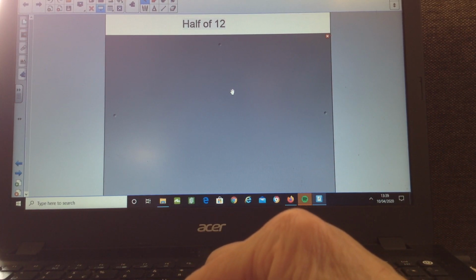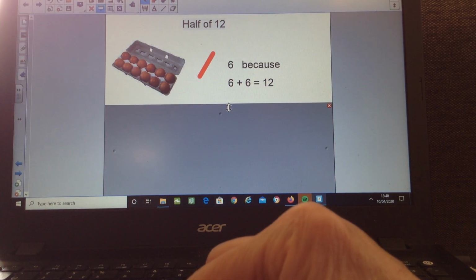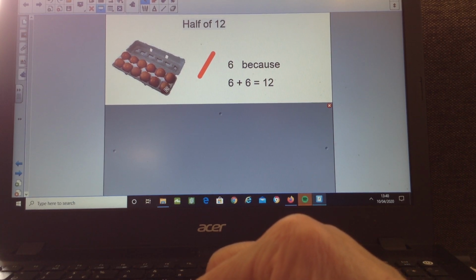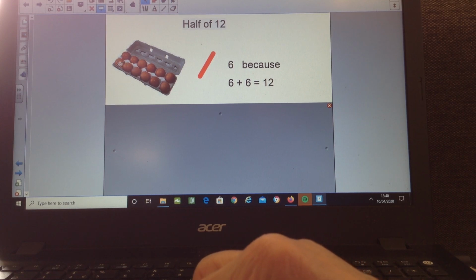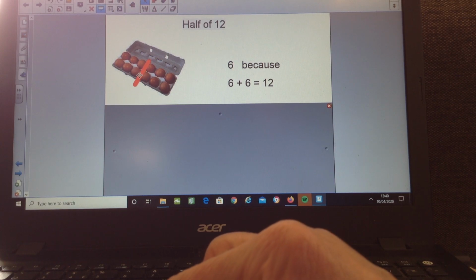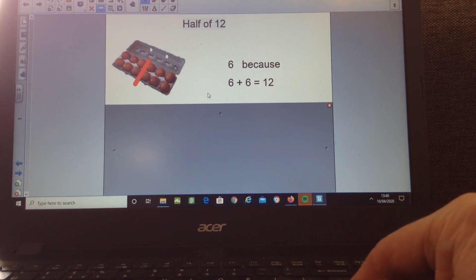Half of 12. Can you write it down? Ready? Let's have a look at my picture. Half of 12 is 6, of course, because 6 add 6 equals 12. Let's look at it. We've got a box of 12 eggs. 2, 4, 6, 8, 10, 12. Let's put our marker right down the middle so that it's fair. We've got 6 on that side, 6 on that side. It's fair. Half of 12 is 6, because 6 add 6 equals 12.